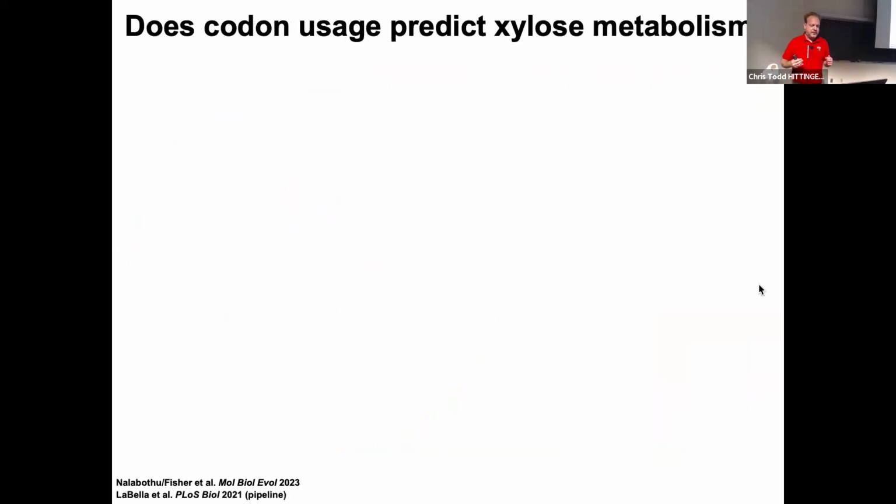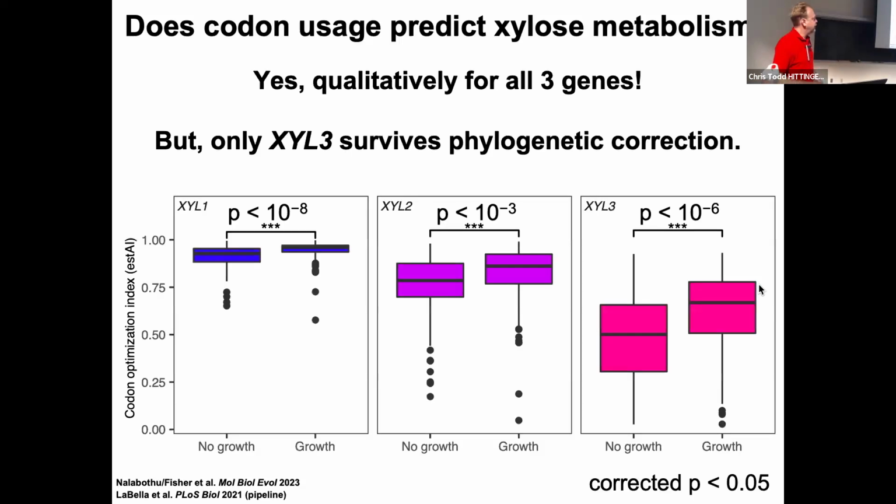Well, one hypothesis was that maybe the use of optimal codons would tell us. This is known to facilitate expression, especially in microbes. And so we looked across the xyl genes encoding the xyl enzymes. And sure enough, for qualitative growth, all 3 of the enzymes have more optimized codons if they are able to grow on xylose than if they are not able to grow on xylose. Only one of those actually survives phylogenetic correction, xyl3.